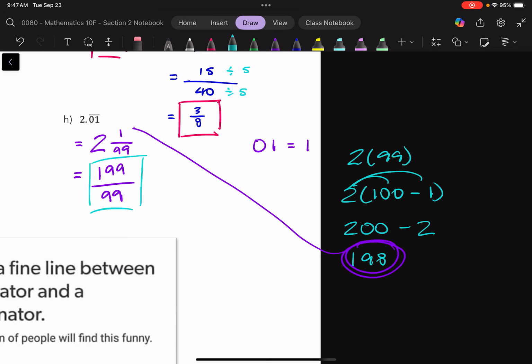Now, fun little fact. If I was not able to reduce my fraction when it was in mixed fraction form, I will not be able to reduce my fraction when it's in improper fraction form.